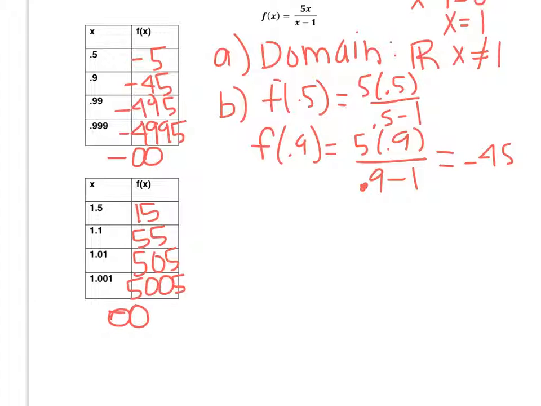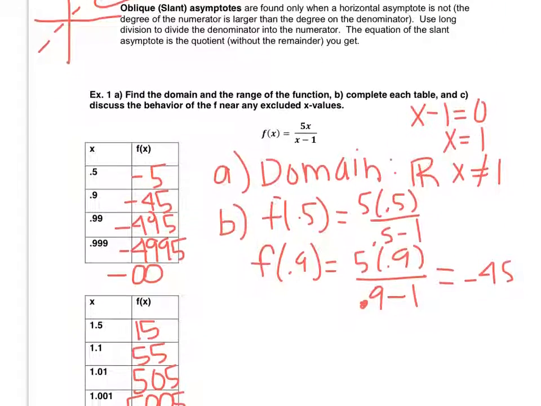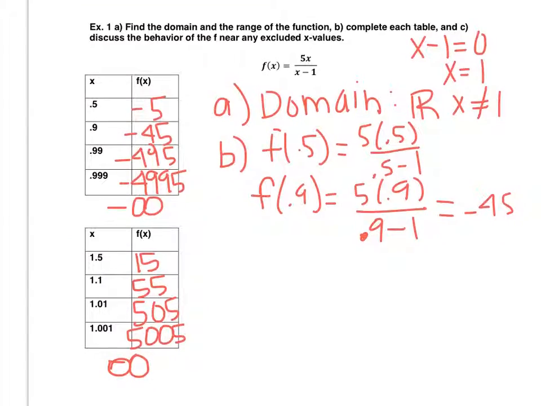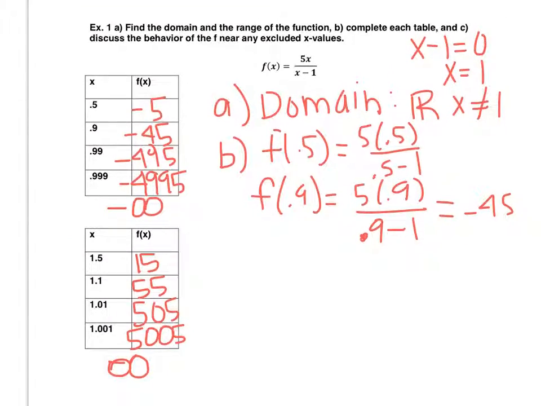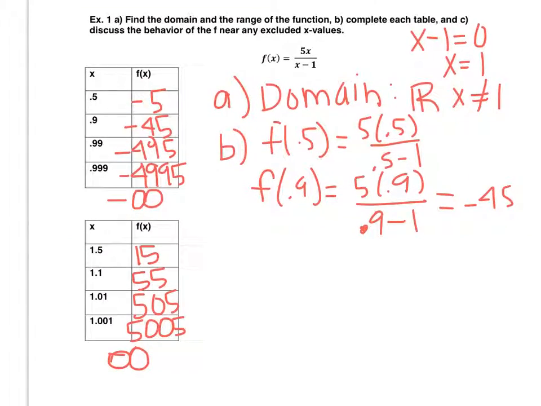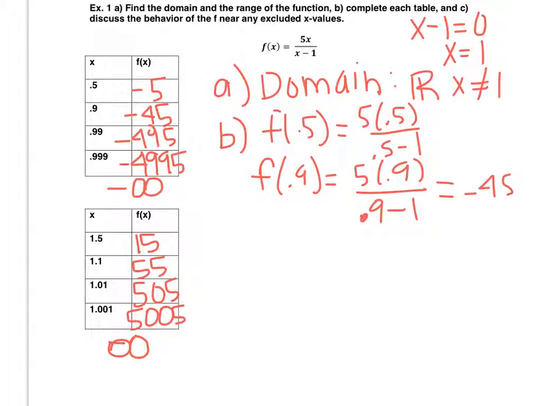So what can we assume about the number 1? If on the left side of our graph we're approaching negative infinity, and on the right side of the graph we're approaching positive infinity, we can assume that 1 is going to be an asymptote. And so that's going to be part C, discuss the behavior of f near any excluded values. Well, we know because if we were to take the bottom and set it equal to 0, we have an asymptote at x equals 1.